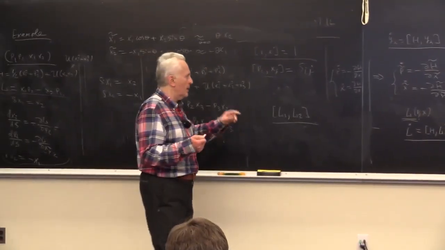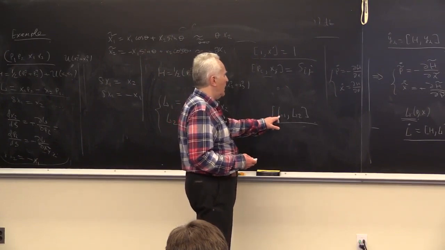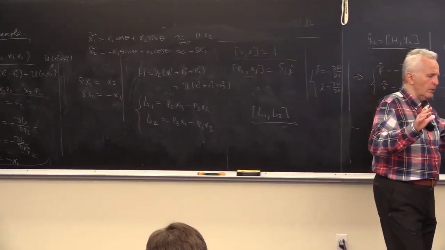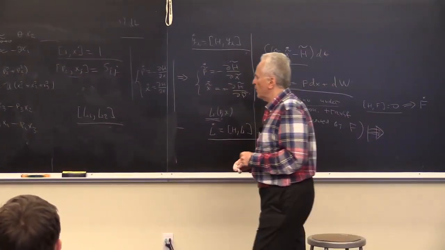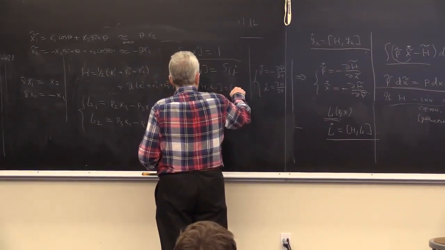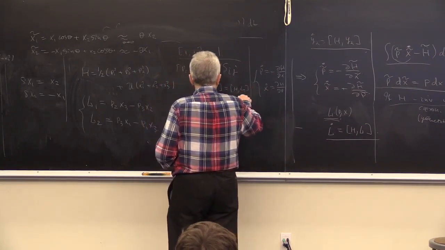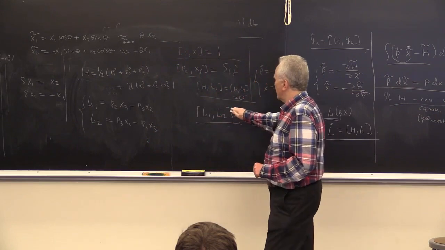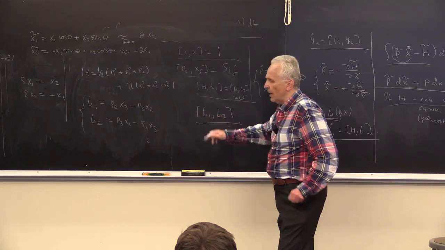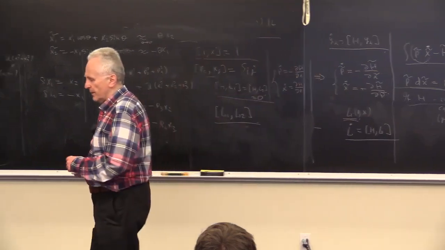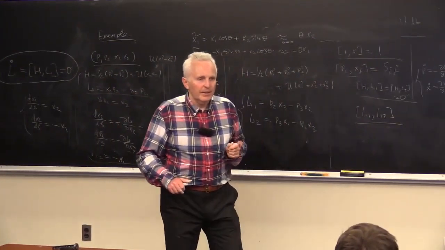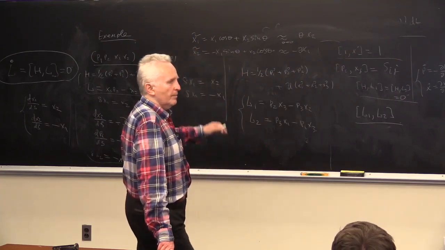So I claim that the following statement holds: if L1 and L2 commute with H, where commute means the Poisson brackets are 0, so let's suppose that the brackets of H with L1 and of H with L2 are 0. Then L1 and L2 are integrals, conserved quantities. Now, what about the Poisson bracket of the two? I claim that it is also an integral. How to prove it? It's all simple. Yeah, go ahead.